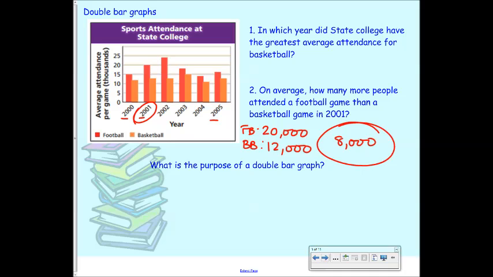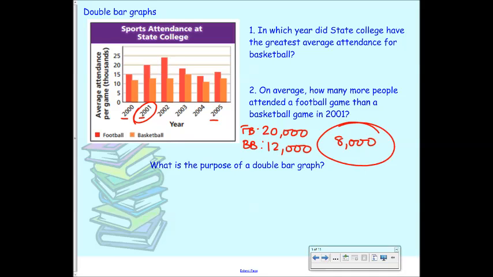So there's a lot of data in that graph also. What's another question you could ask and answer? Between the year 2000 and 2002, how many more people attended football games than basketball? Okay, so aggregating data, right? Between the year 2000 and 2002, how many more people went to football?